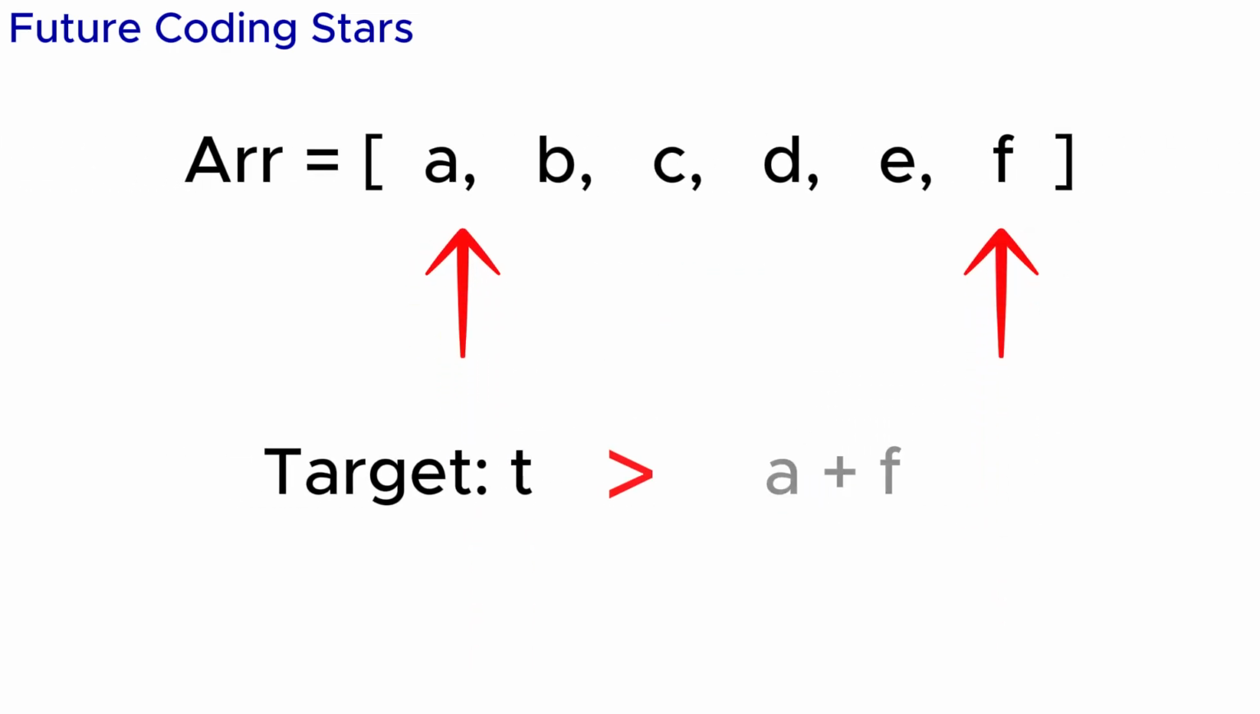We repeat this process: calculate the sum, compare to target, and move either the left or right pointer based on the comparison.